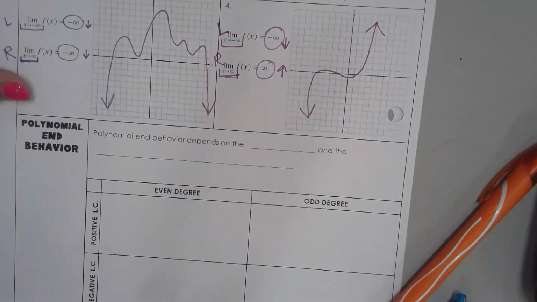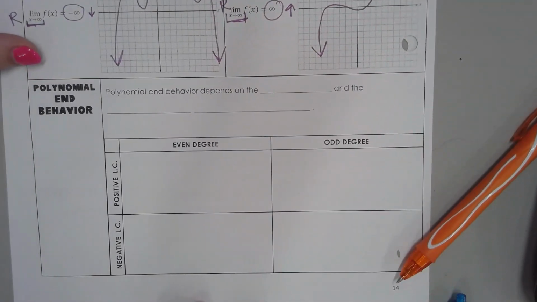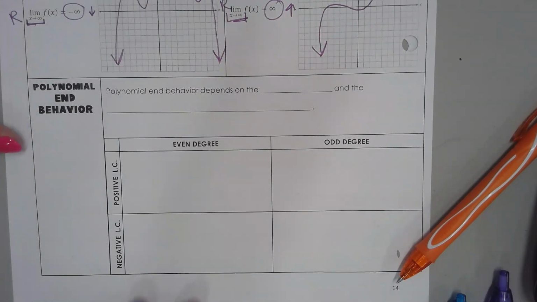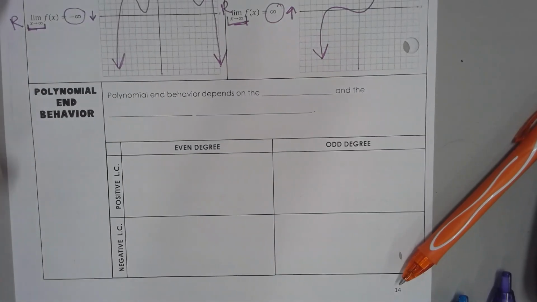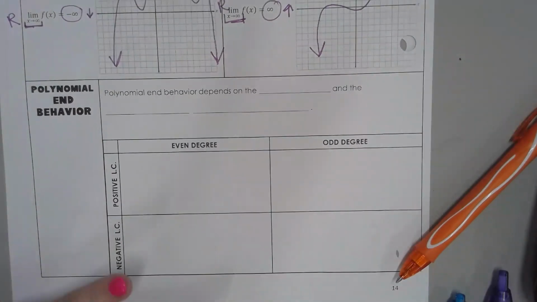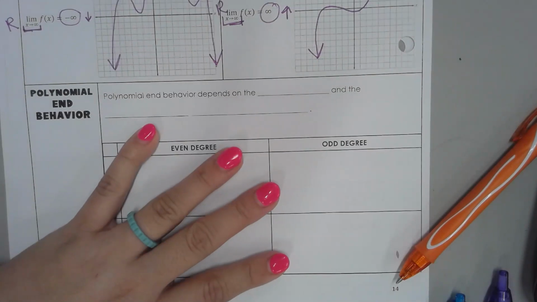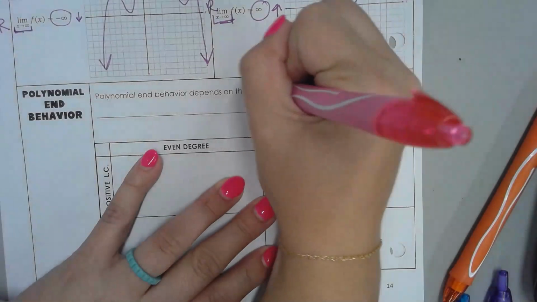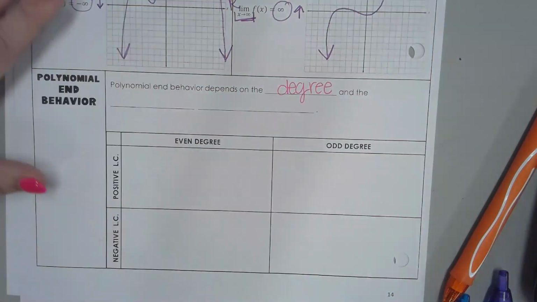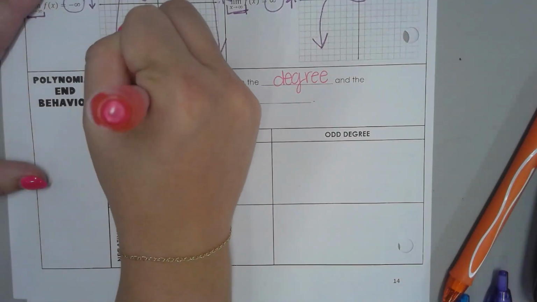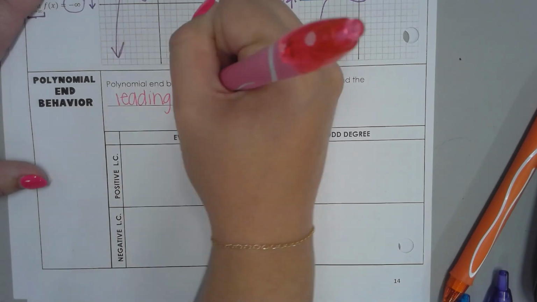Now, if I don't give you a graph, if I just give you the equation, you can still determine the end behavior. We did this in Algebra 2. That end behavior depends on two things. It depends on the degree and the leading coefficient.